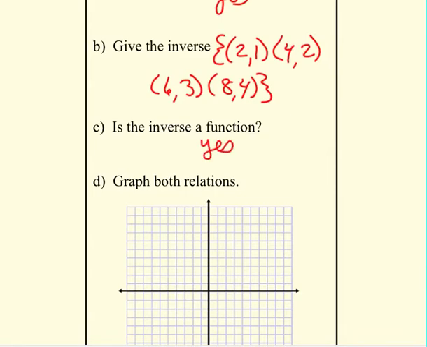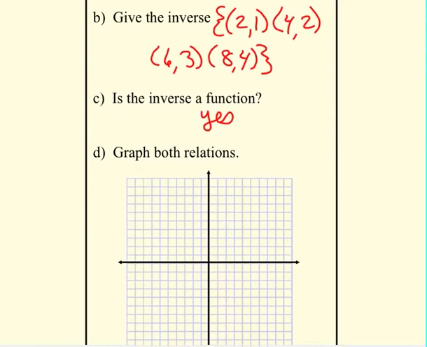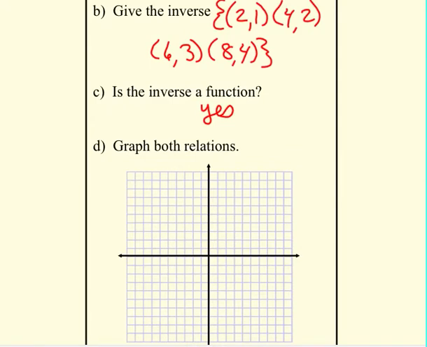So now what we're going to do is plot both of them on the graph, starting with the original relation, or the original function, 1, 2, 2, 4, 3, 6, and 4, 8. So there's our original relation. Now we don't know whether or not we should be connecting them with a line. It does look pretty linear, but the relation was just those 4 ordered pairs, so we're going to leave them unconnected.